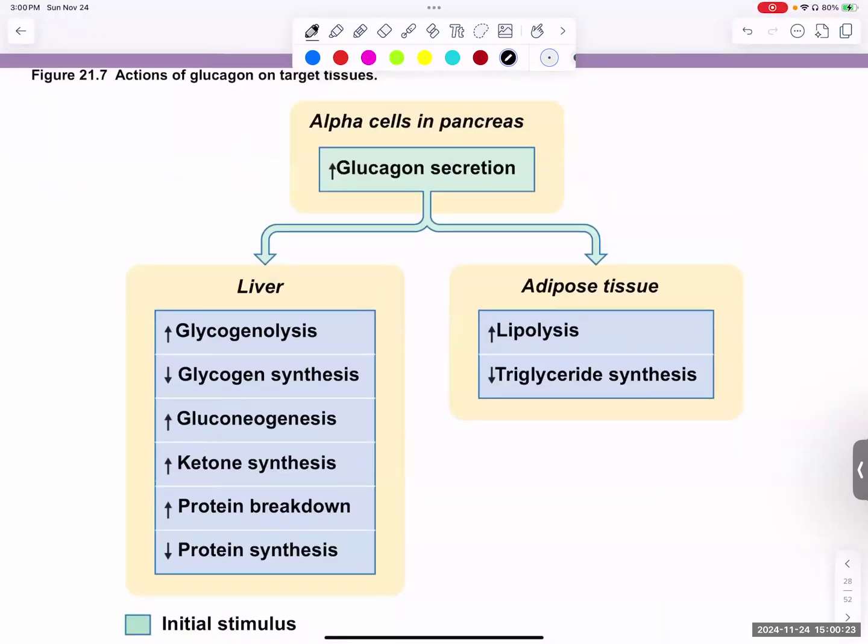So alpha cells of the pancreas increase glucagon secretion, and it's going to cause an increase in the breakdown of stored glycogen, which is stored glucose. It's going to decrease glycogen synthesis for obvious reasons. It's going to create more new glucose or keto acids from amino acids if glucose isn't available. It's going to increase protein breakdown. So you have amino acids for ketone synthesis, and it's going to decrease the building of proteins.